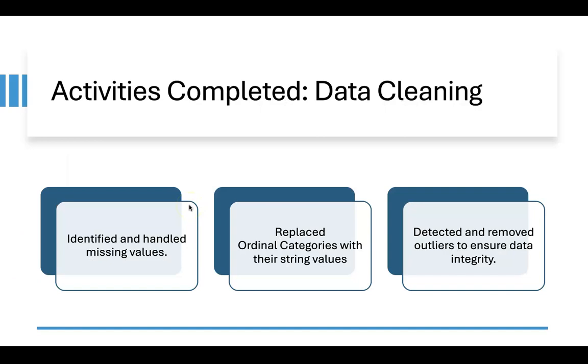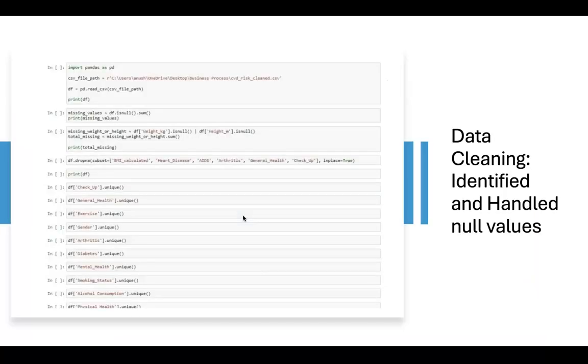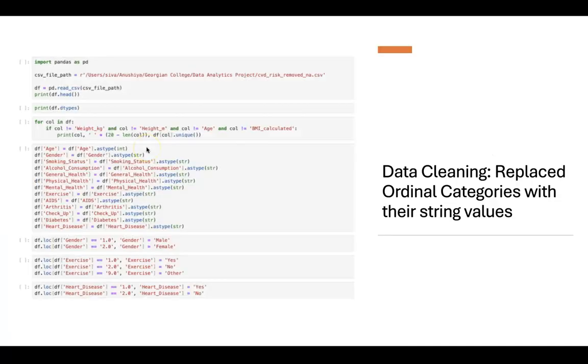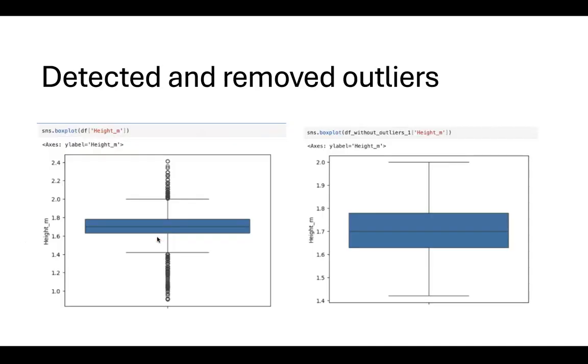So far we have completed data cleaning, where we have identified and removed the missing values, and we have replaced the ordinal categories with their string values, and we have detected and removed the outliers from the dataset. So here you can see that I have dropped the null values in these columns. So here we can see that the ordinal categories like gender are converted to their string values.